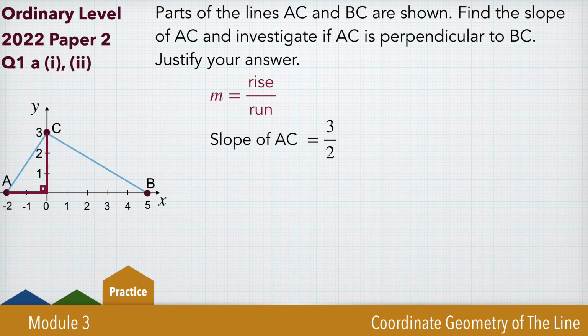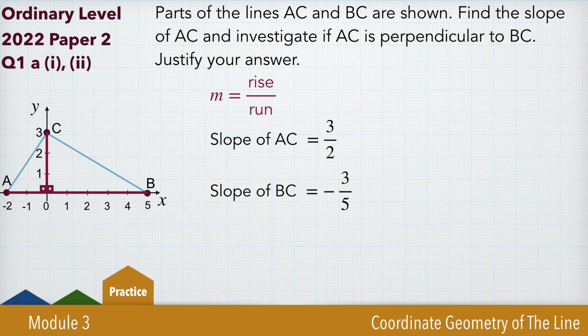We now will find the slope of BC. Again, we can see there is a right angle triangle formed by the x-axis, y-axis, with BC as the hypotenuse. The rise of the triangle is 3 and the run is 5. We see that the line BC is decreasing from left to right, so the slope of this line is -3/5.